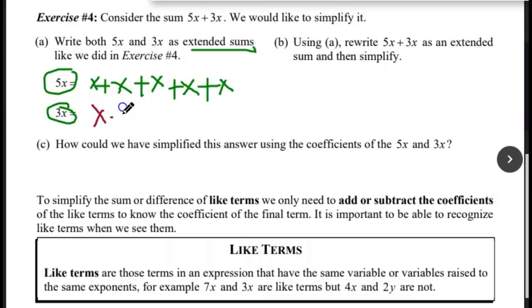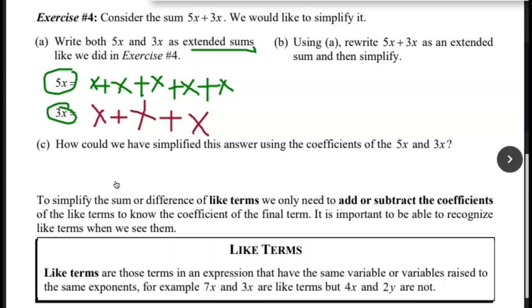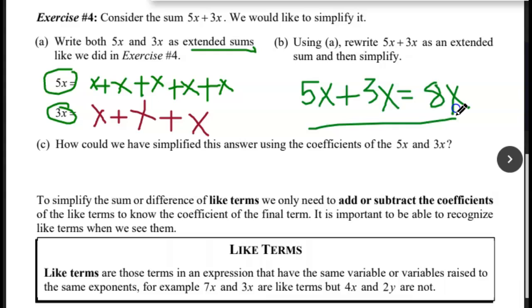x plus x plus x. Wow, it looks like all plus. Just imagine that's x. All right, question is, how many x's do we have now? How many x's do we have in this case? 8. We have 8 what? 8x. So we could just say that 5x plus 3x equals, what did you say before? How many x's? 8x. So I like the way NGLS describe it to us.